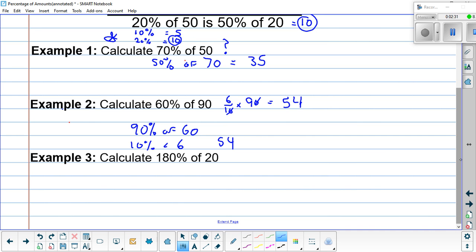Lastly, 180% of 20, or 20% of 180. Well, 10% equals 18. So 20% equals 36.